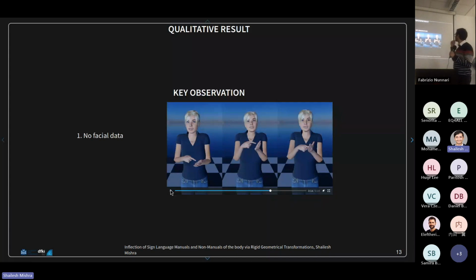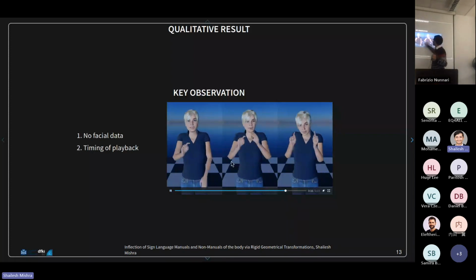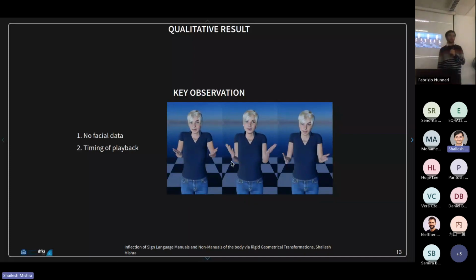And another reason is timing of playback. So once again, if I continue from here, you can see that these motions try to synchronize together. For us, it might look the same, but to sign language people, it was too fast. It was like speaking too fast, right? Or the timing didn't match what the naturalness has to be, like the original motion.